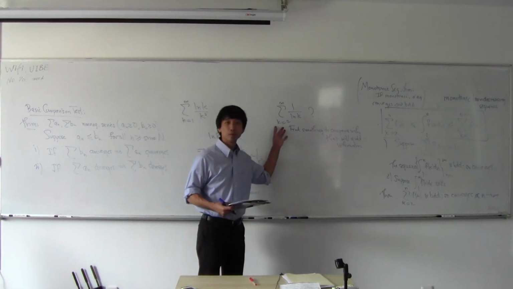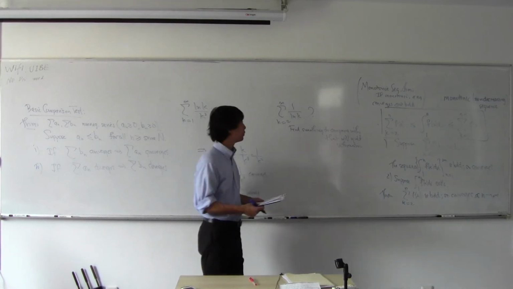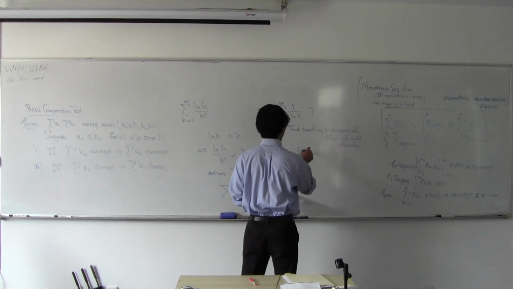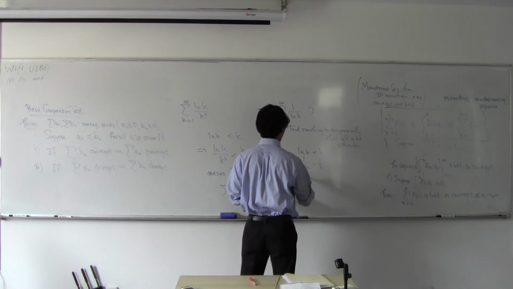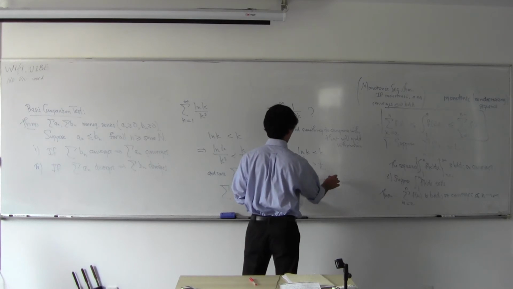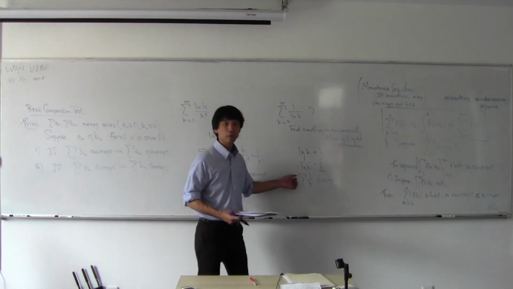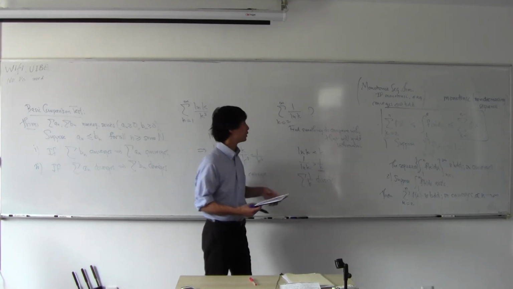Okay, so what do you compare against? 1 over k. You know that natural log of k is smaller than k. 1 over natural log of k is bigger than 1 over k, and you know that summation 1 over k diverges. So you found a smaller series that diverges. So the bigger guy diverges.